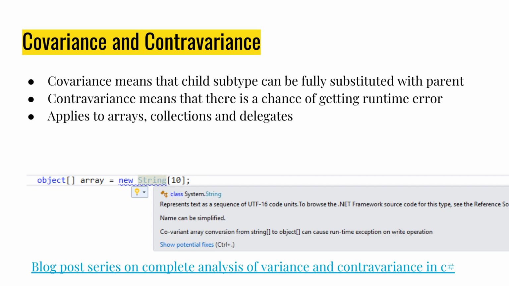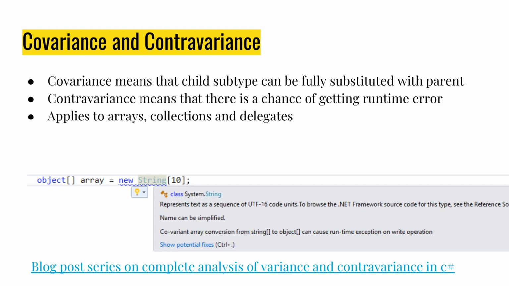And the last thing I wanted to cover is covariance and contravariance. So covariance means that a child subtype can be fully substituted with the parent, and contravariance means the opposite, that it cannot be substituted fully. And it applies only in cases where you have an array, collection, or delegate, where in other cases you could substitute it, but in cases of arrays, collections, and delegates, you cannot.